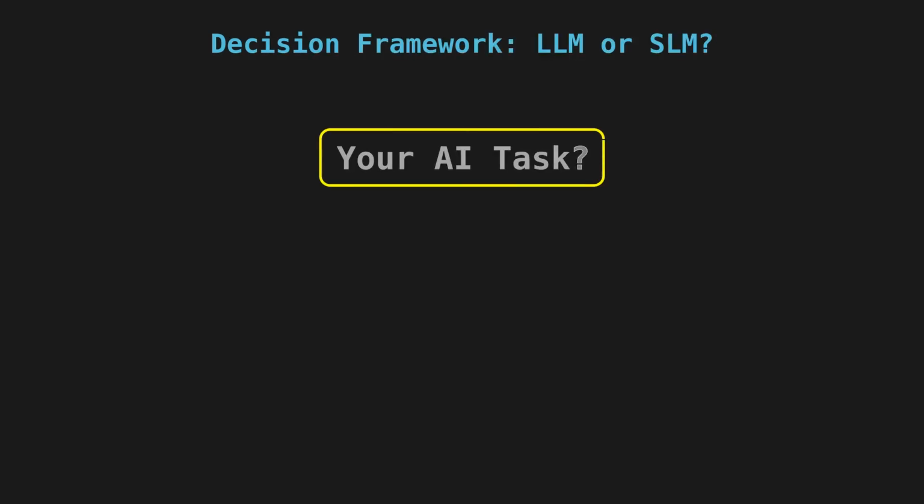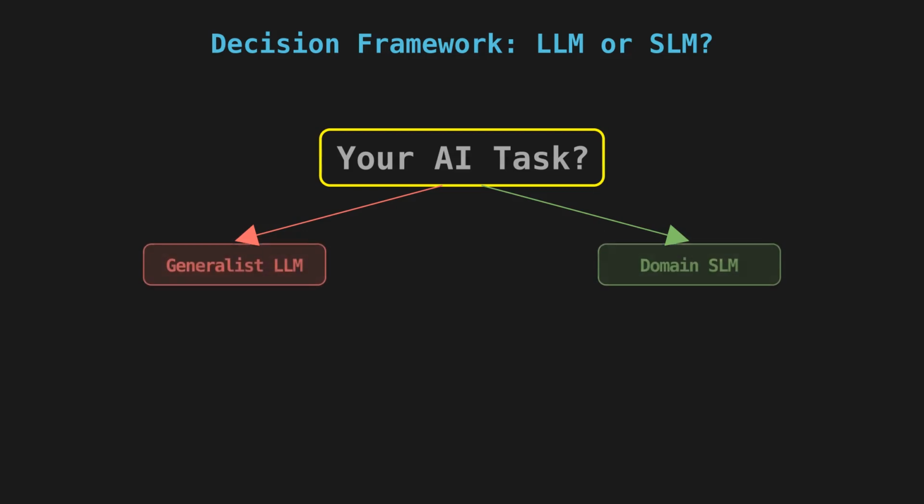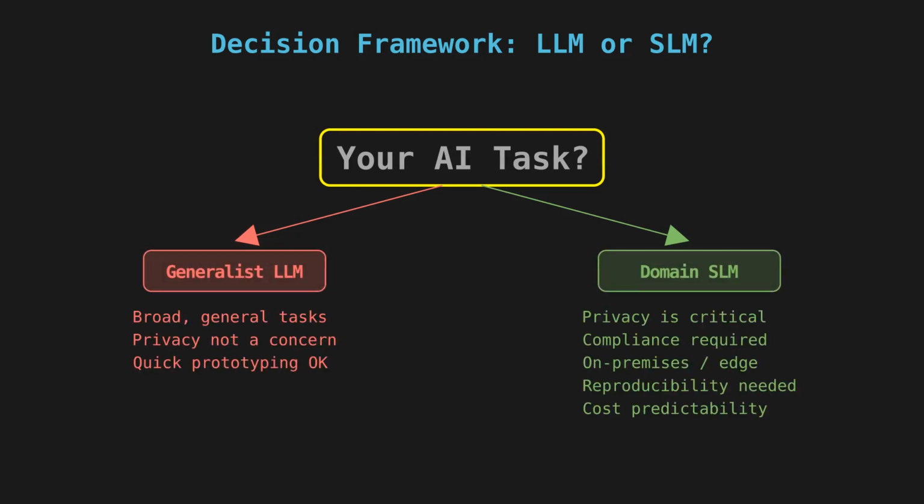Use a generalist cloud LLM when your task is broad and general, privacy is not a concern, compliance is not a constraint, and you need quick prototyping or creative assistance. But use a domain-specific SLM when data privacy is critical. The model must run on-premises or offline. The task requires specialized domain knowledge, regulatory compliance matters, cost predictability matters, or you need reproducible and controlled behavior.